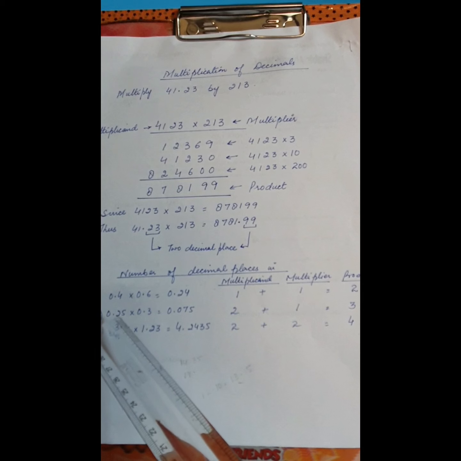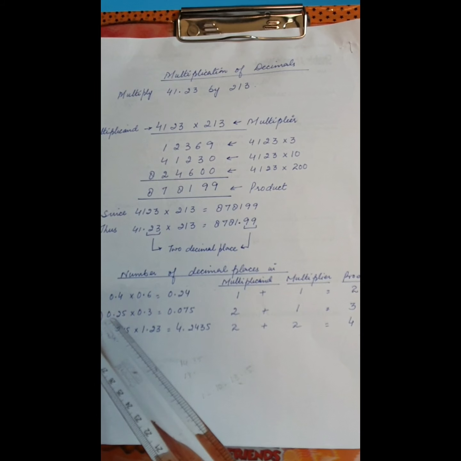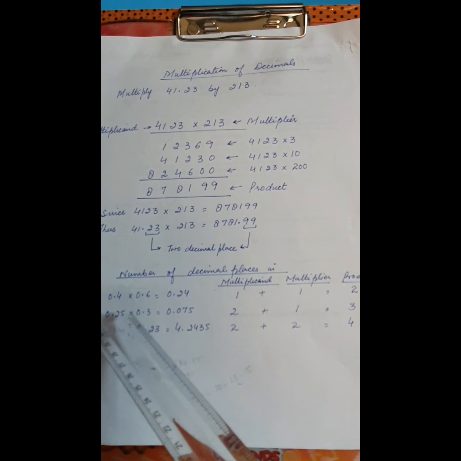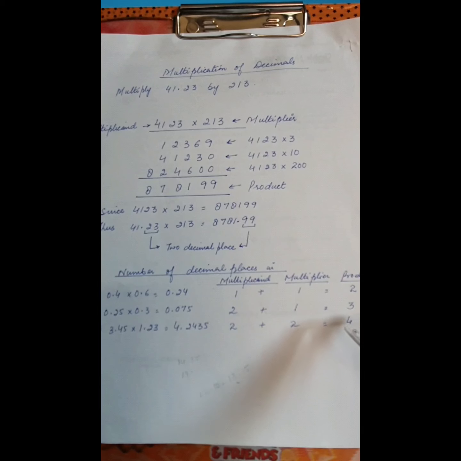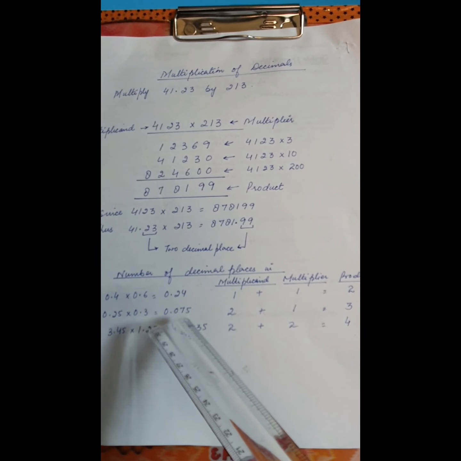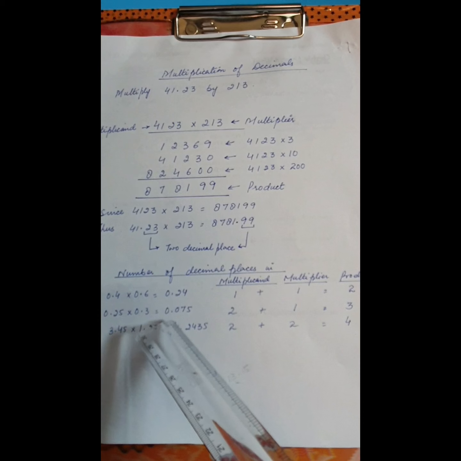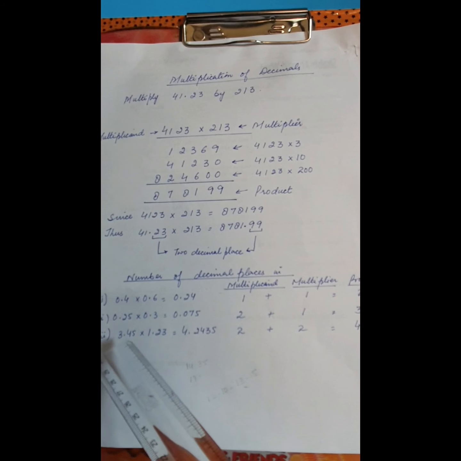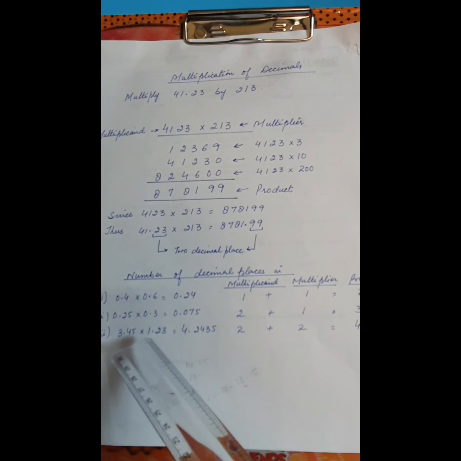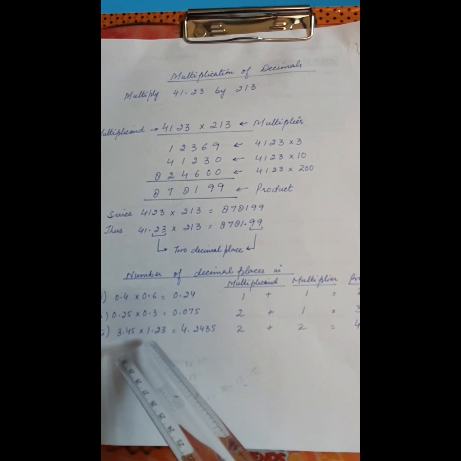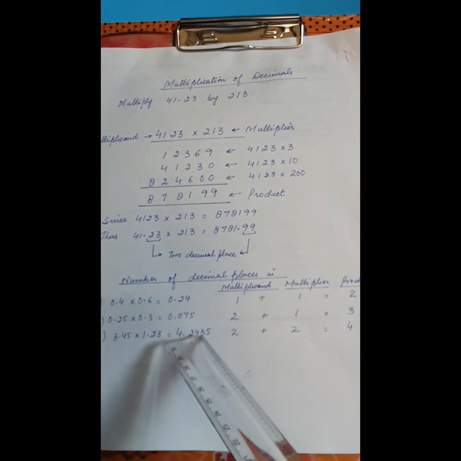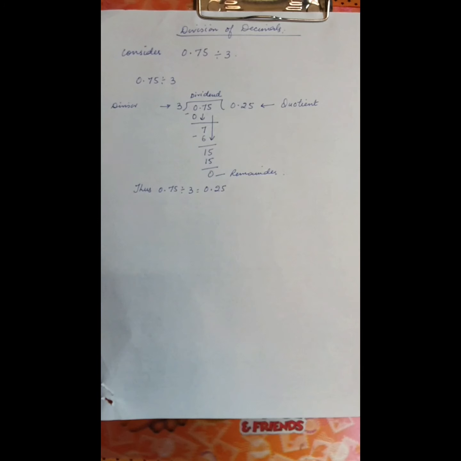Here you can see you have two digits after decimal in multiplicand and one digit after decimal in multiplier. So 2 plus 1 is equivalent to 3. So therefore in the product you have to write decimal before 3 digits. In the third part you can see you have two digits after decimal and again two digits after decimal in multiplier. So 2 plus 2 is 4. Therefore you have to put decimal before 4 digits in the product.